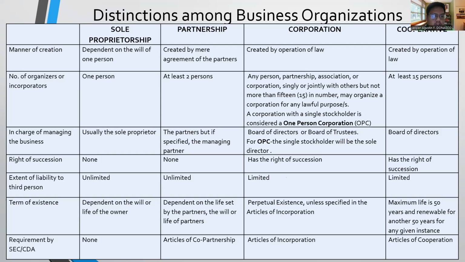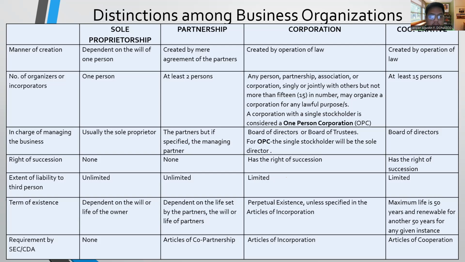For sole proprietor in charge of managing the business, it is usually the sole proprietor. For the partnership, sometimes all the partners, and sometimes the managing partner for ease of doing business. In a corporation, the board of directors or board of trustees. So class, just note, if we are using the term board of directors, it means it is a corporation with shares. It is a stock corporation. Stock, S-T-O-C-K. So it has shares.